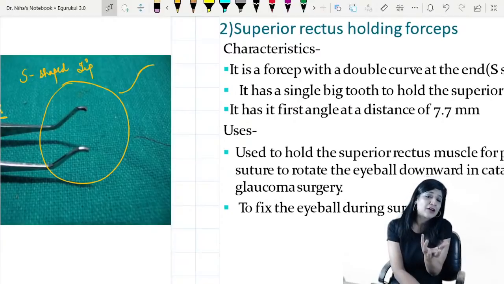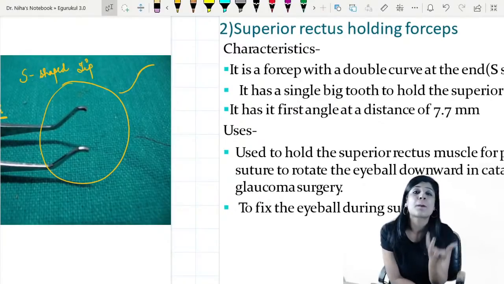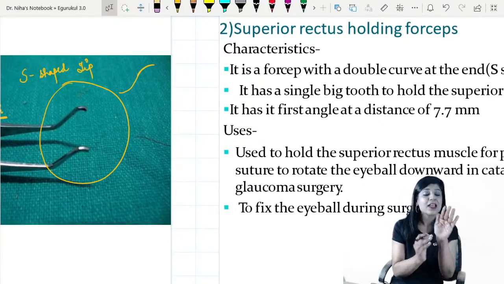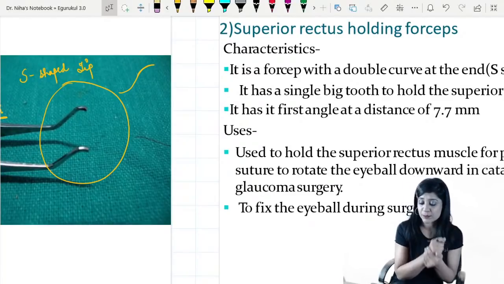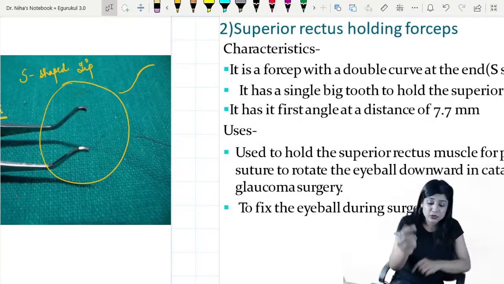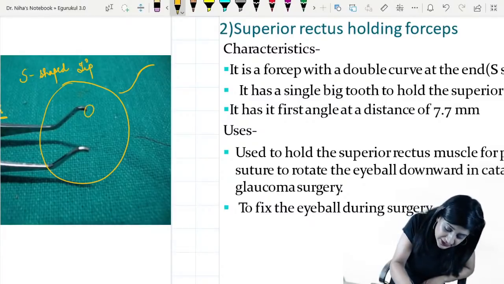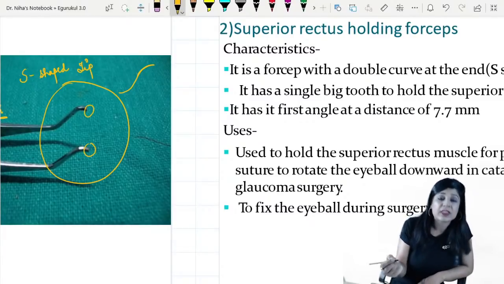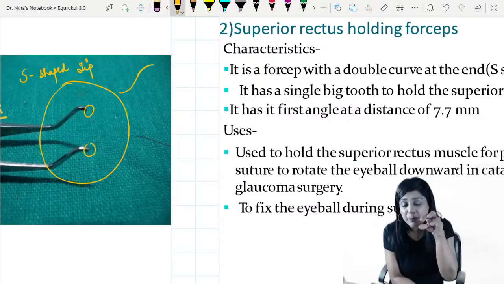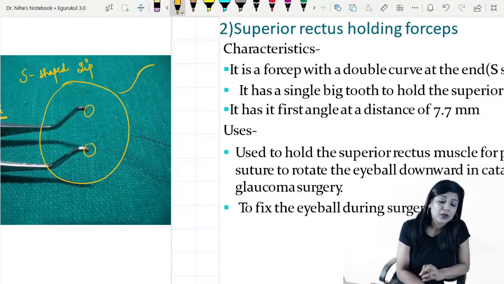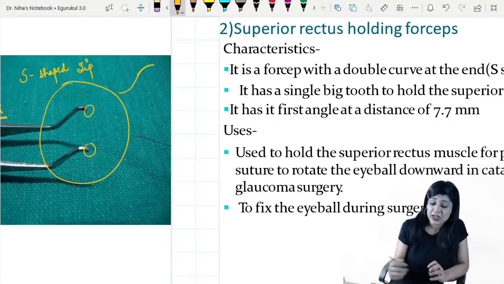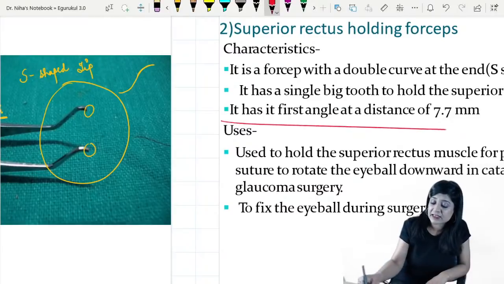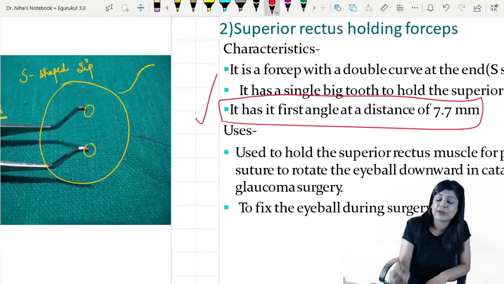Now when you have to hold the superior rectus, this forceps has a double curvature for a proper gripping of the superior rectus, and it also contains a single tooth. A single tooth is there so that we do not miss the grip of the superior rectus. Now the other important question is: at what distance do we get the curve? What is the first angle?